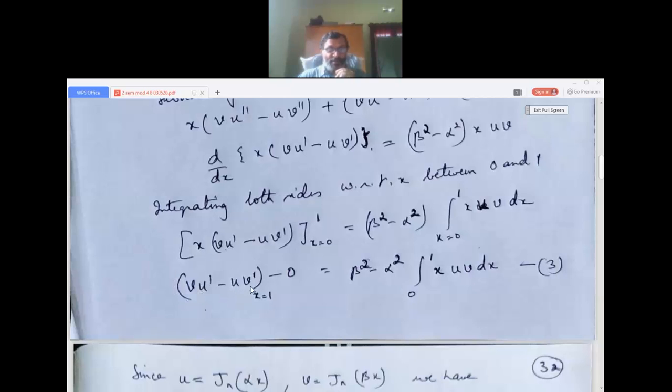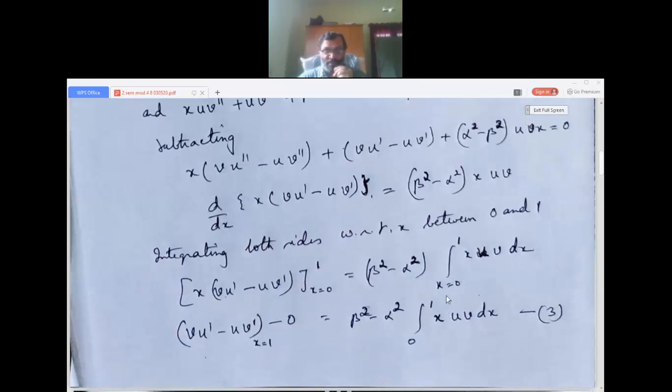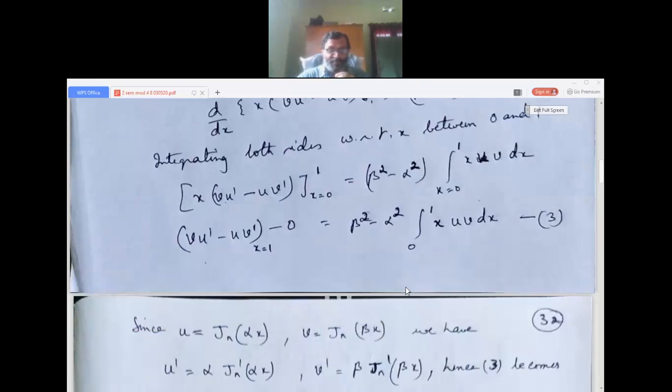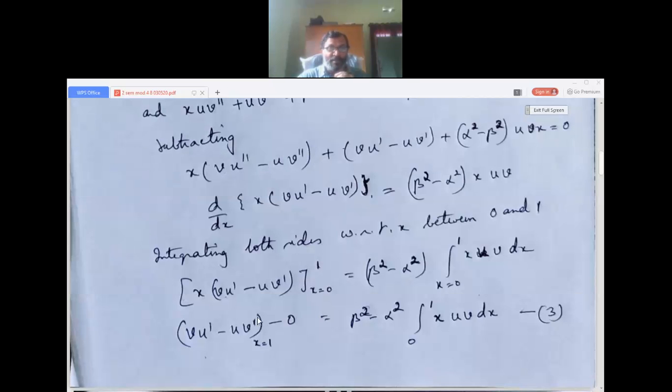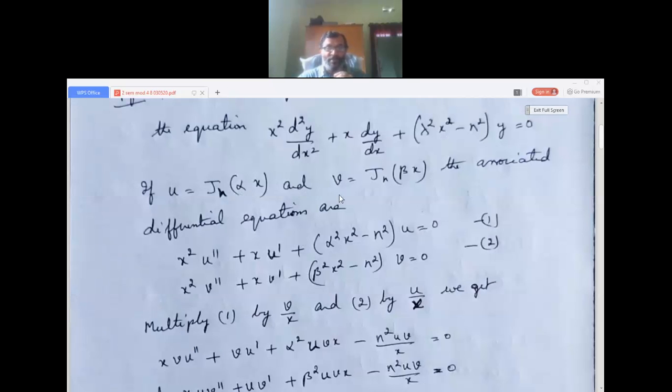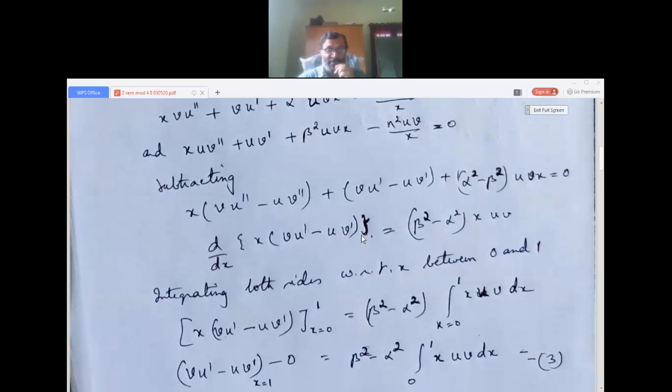v u dash minus u v dash, lower limit x equals 0. This is beta squared minus alpha squared, integral 0 to 1 of x u v dx. Hope it is clear. Now I take it as 3. What is u here? I have taken u as Jn alpha x and v as Jn beta x.